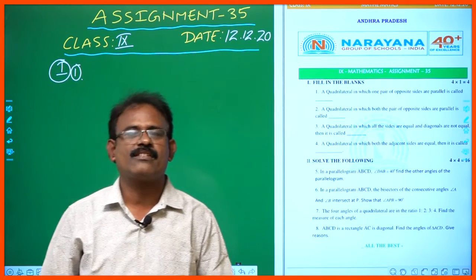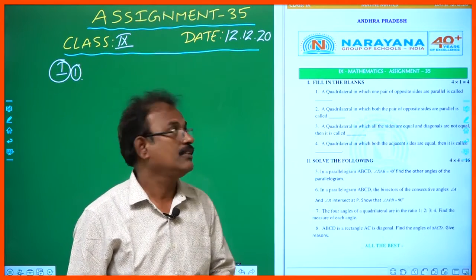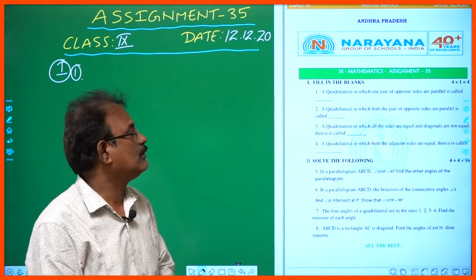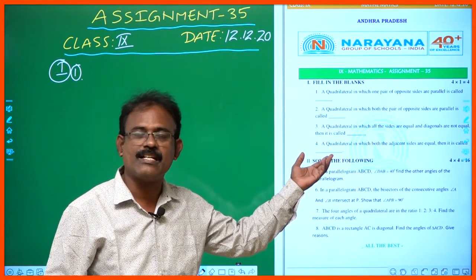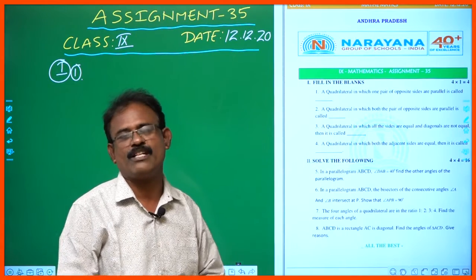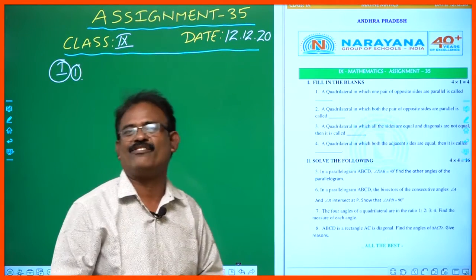Today we are going to discuss assignment number 35, 12th December, children. So let us join here. First Roman consists of 1 mark questions and second Roman is 4 mark questions, children. Let us join with me please.